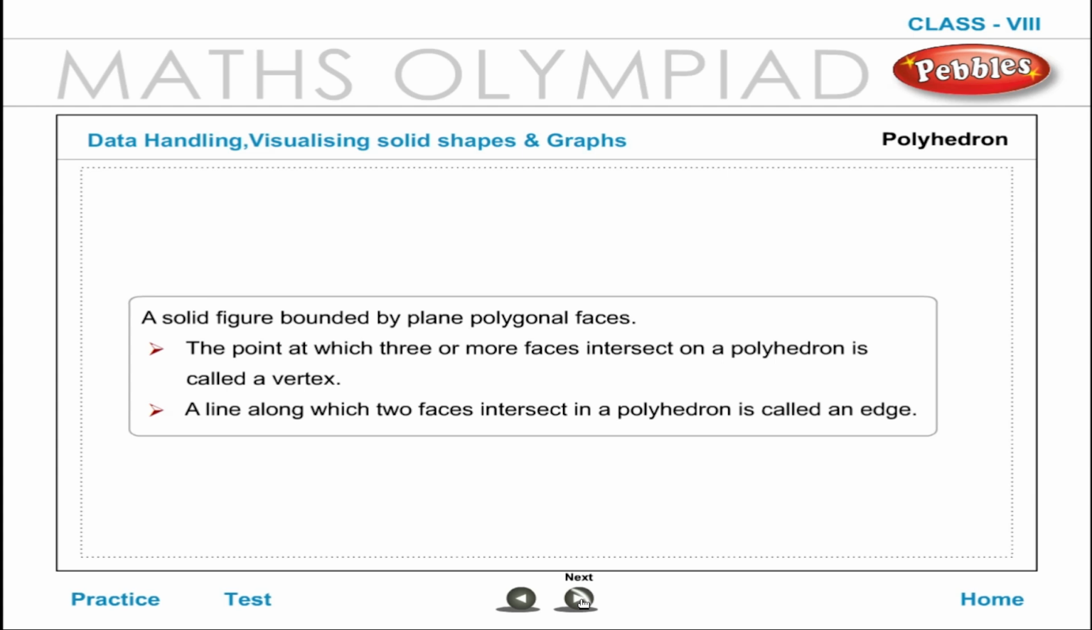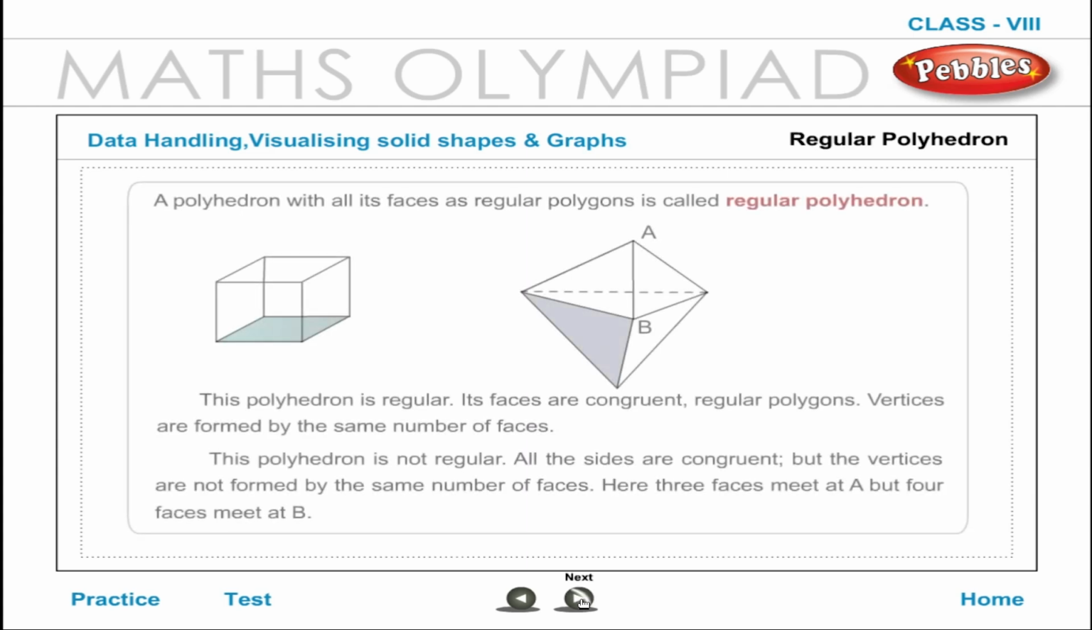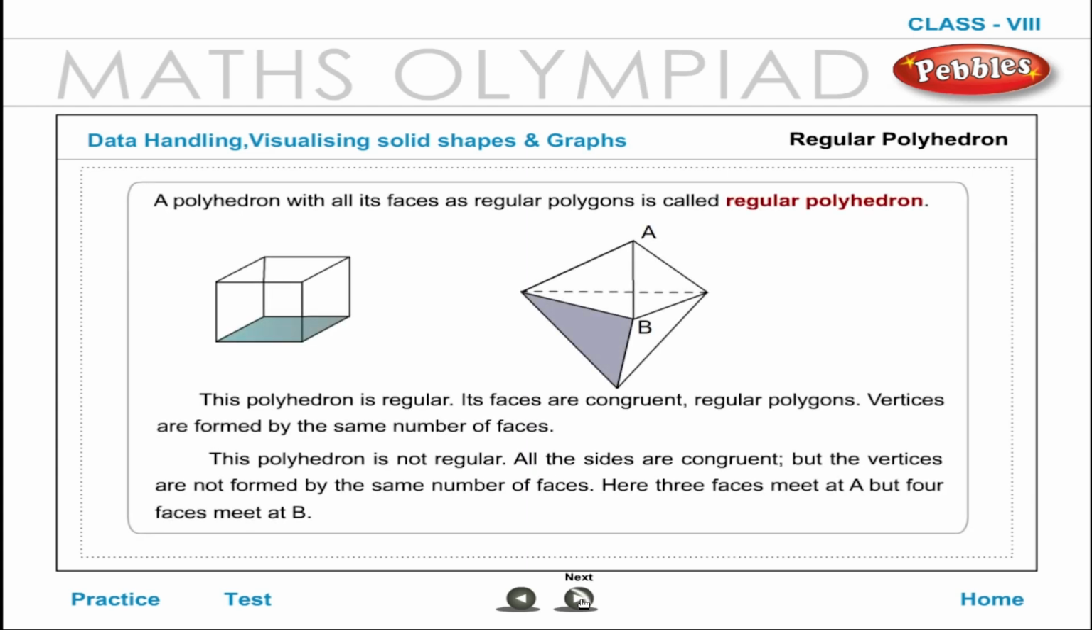The point at which three or more faces intersect on a polyhedron is called a vertex. A line along which two faces intersect in a polyhedron is called an edge. Regular polyhedron. A polyhedron with all its faces as regular polygons is called a regular polyhedron.